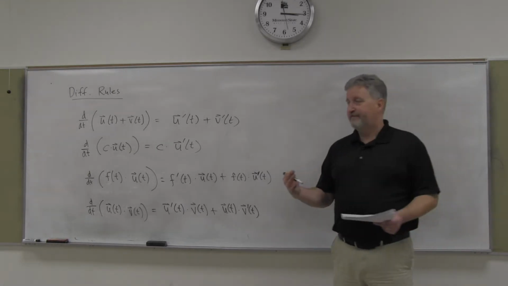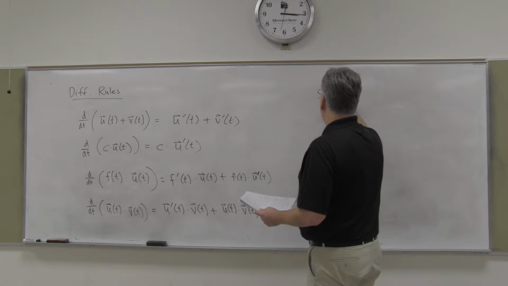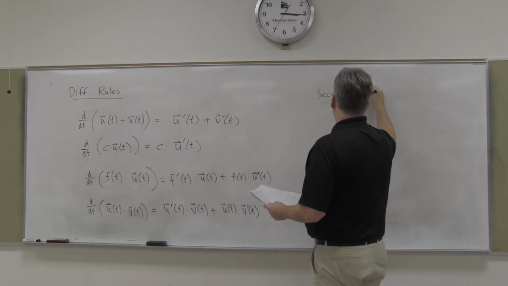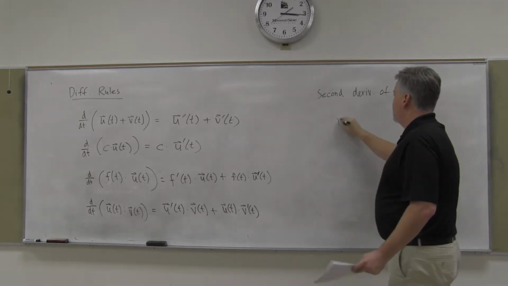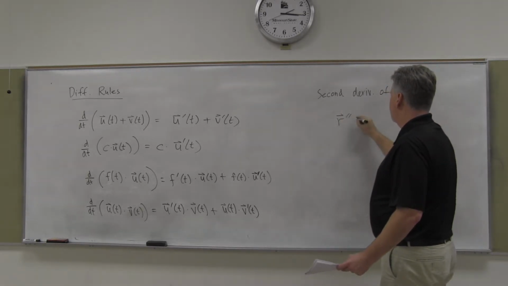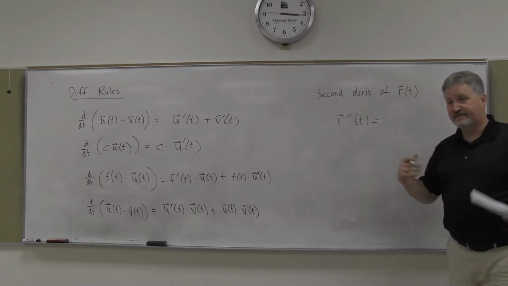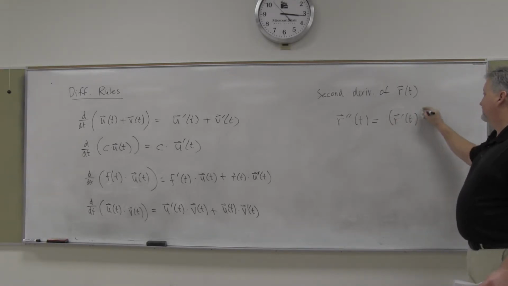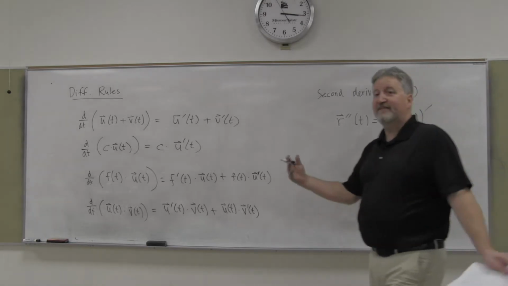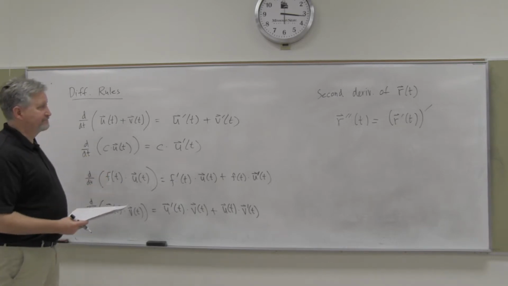The second derivative is also good news because our second derivative of our r vector is just as before. Let's write it this way. You just take the derivative of the first derivative. So that's all good.